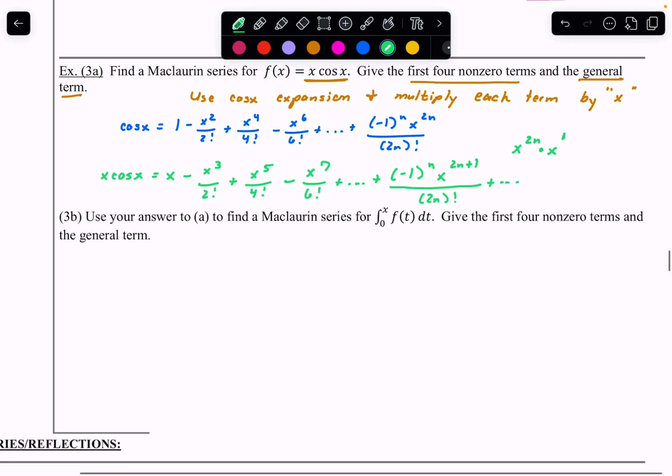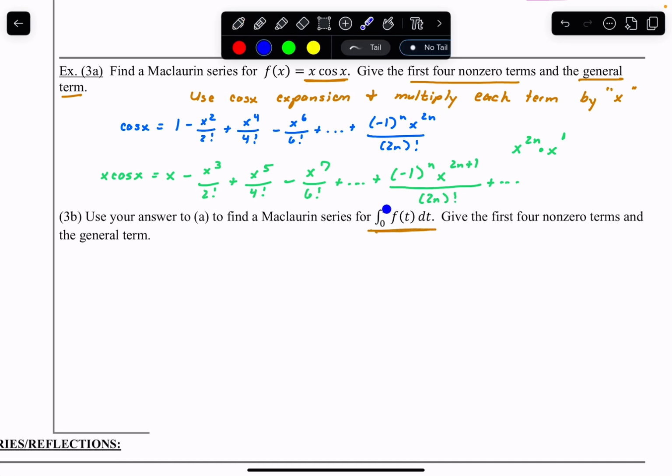Now, this next one is asking me to find the integral. This is kind of interesting, from 0 to x. So it's a definite integral of sorts, but the answer is not going to be numeric, right? Because I'm evaluating to a variable. So my answer should be in terms of x. So let's kind of address that.